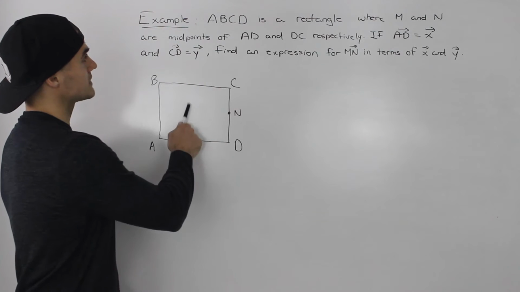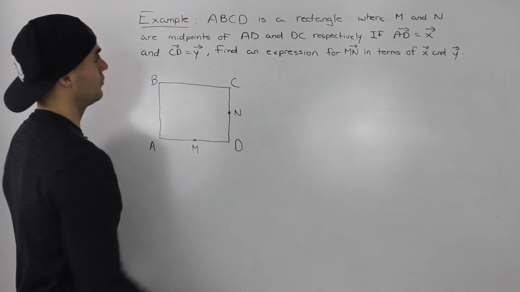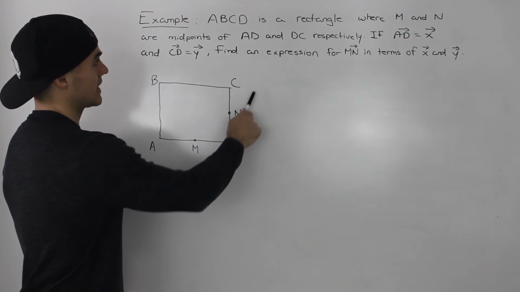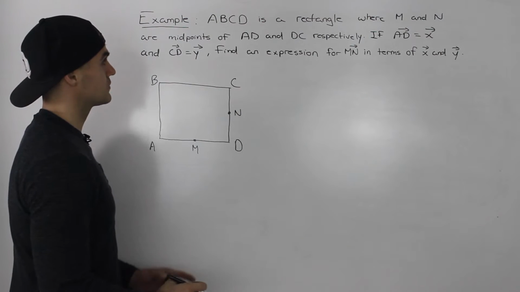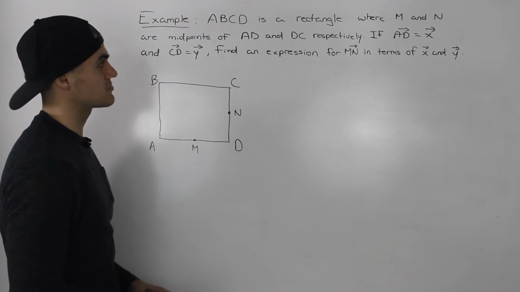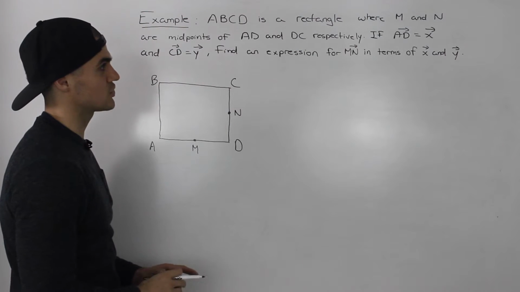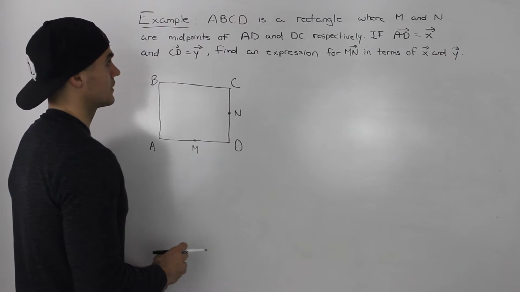So we've got rectangle ABCD, where M and N are midpoints of the sides AD and DC. If vector AD is equal to vector X and vector CD is equal to vector Y, find an expression for vector MN in terms of X and Y. Okay, so what are we given here?